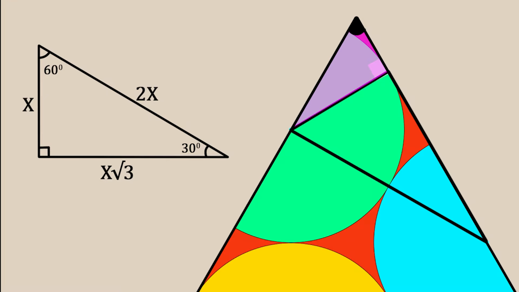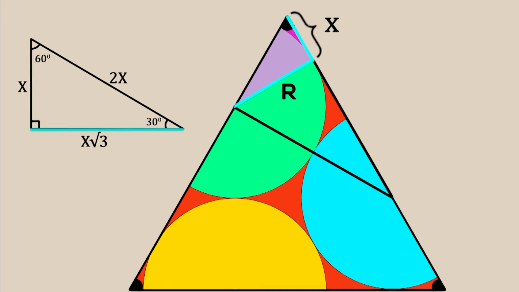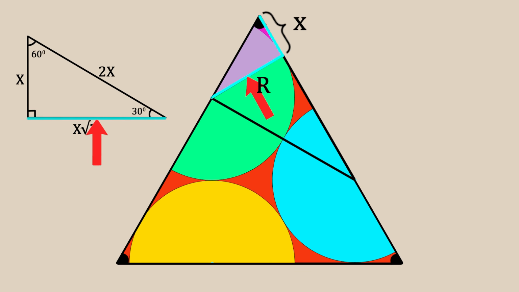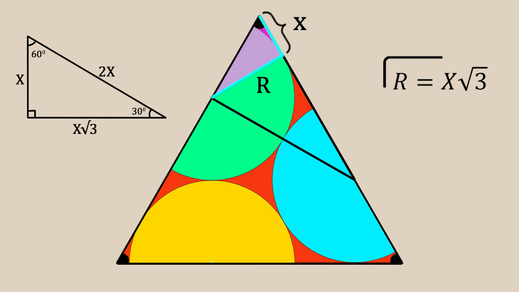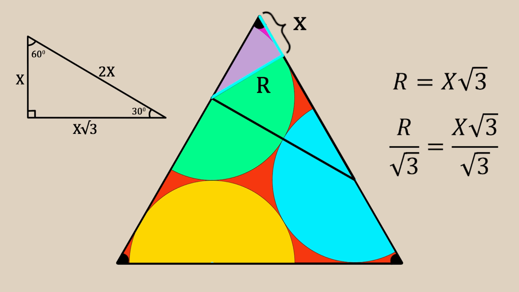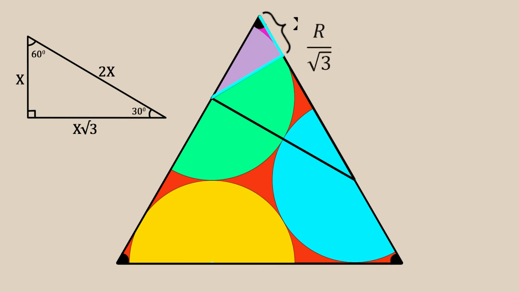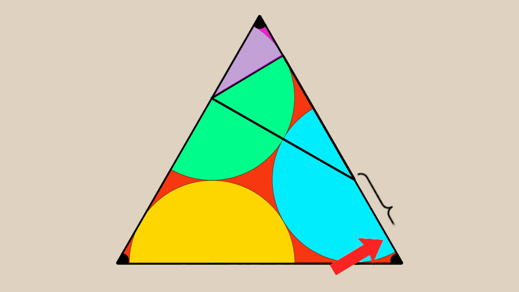again. Here, we know the adjacent side is r. We don't need the hypotenuse, we only need the length of the opposite side. In this specific setup, our side r acts as the x root 3 side. To find x, we divide by the square root of 3. This gives us the height of the top segment as r over root 3. Now, only the bottom side is left.